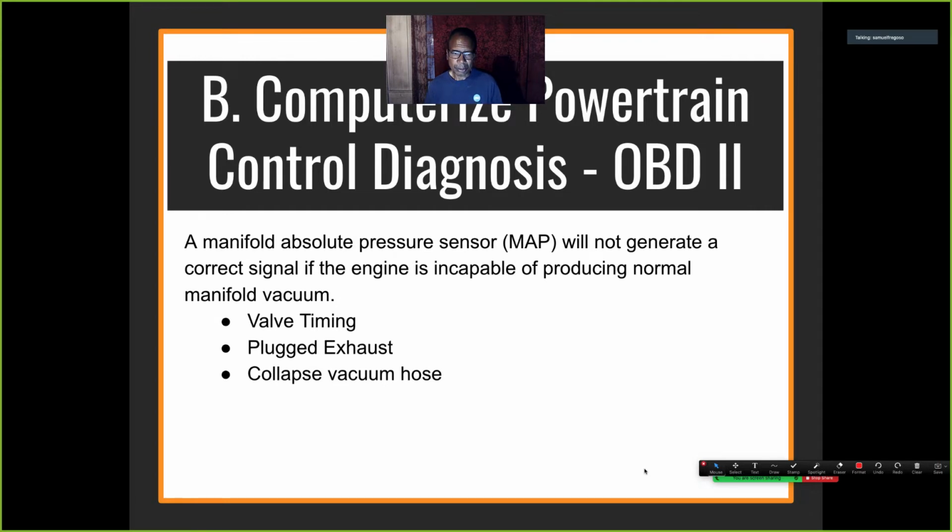Process of elimination. Yes. Now here's a good example also. A manifold absolute pressure sensor, MAP, will not generate a correct signal if the engine is incapable of producing normal vacuum. Valve timing problems, a plugged exhaust system, a collapsed vacuum hose, all can cause this type of situation with the MAP sensor.